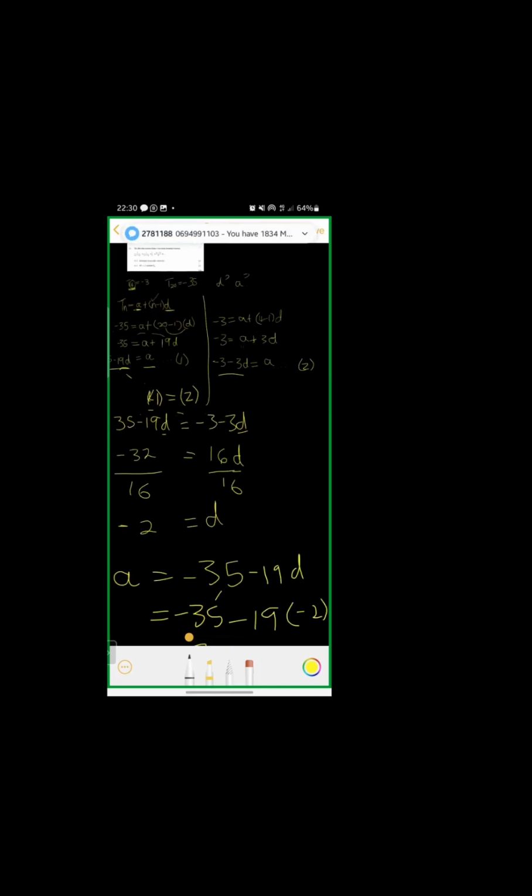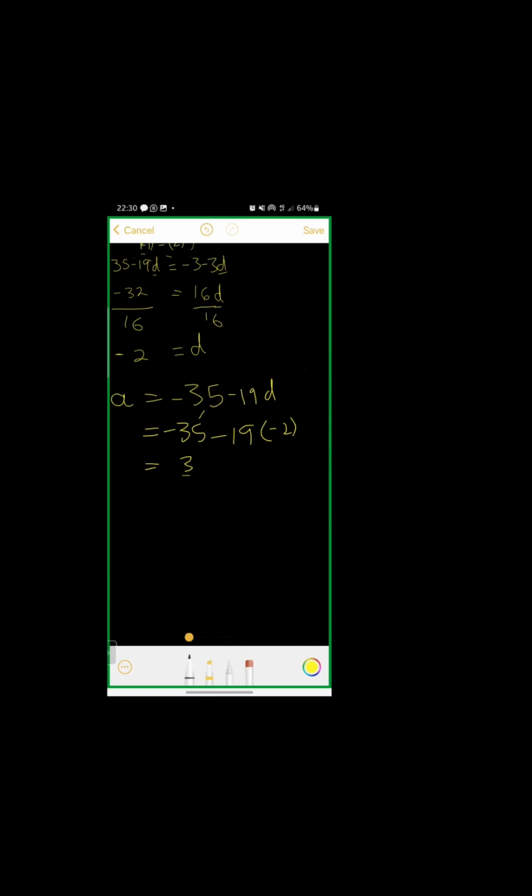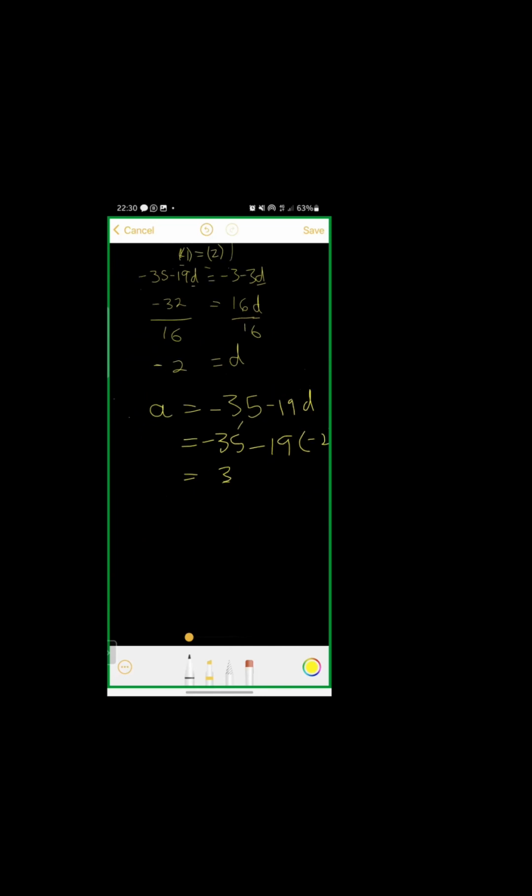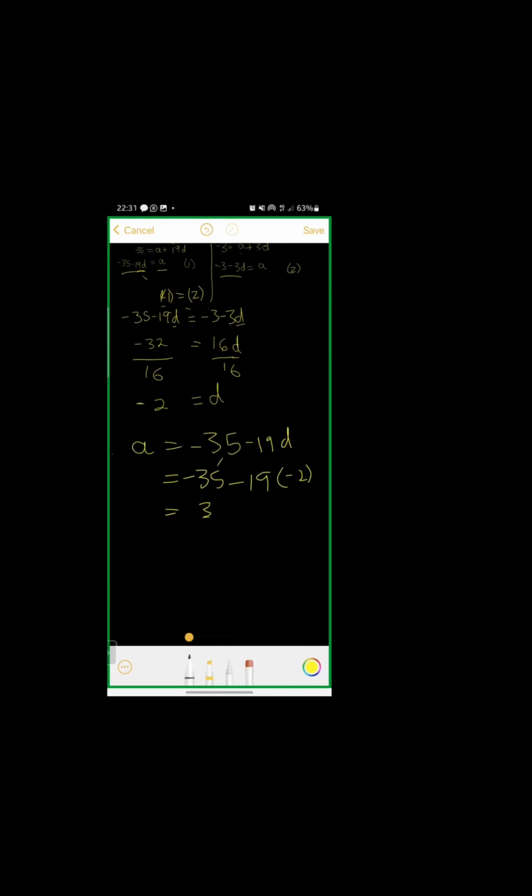Let's not be heroes. In class we like playing with numbers and stuff like that, but let's make sure we use our calculators just to make sure. So we have 3 here as our A. I believe our aim is achieved.